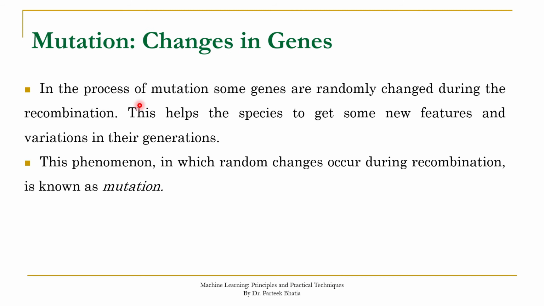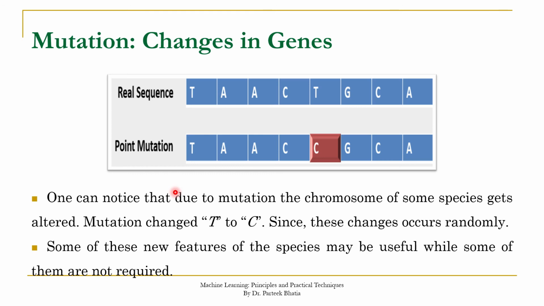We already know that mutation is the process through which some genes are randomly changed during the process of recombination. Actually, this helped the species to get some new features and variation in their generations. These random changes are known as mutation. For example, let's suppose this is the real gene sequence. Now during the process of recombination, some of the genes may change randomly, and this has been indicated here. You can see that this T has been mutated to C, and this process is called mutation. Through the process of mutation, nature is able to add new features into the species.